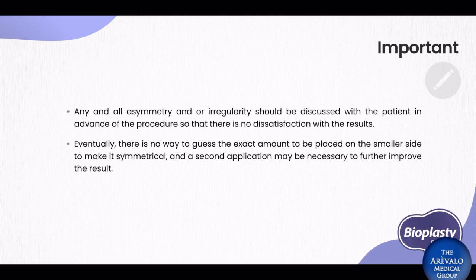Remember that any and all asymmetry or irregularity should be discussed with the patient before the procedure, so that there is no dissatisfaction with the results. Eventually, there is no way to guess the exact amount to be placed on the smaller side so that it is symmetrical, and a second application may be necessary to further improve the result. Make this clear to the patient.